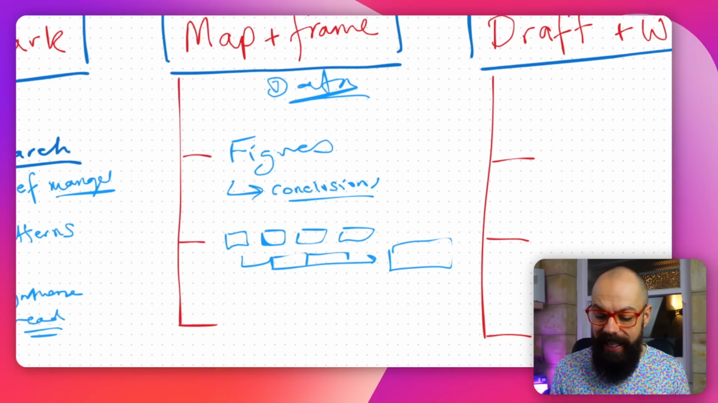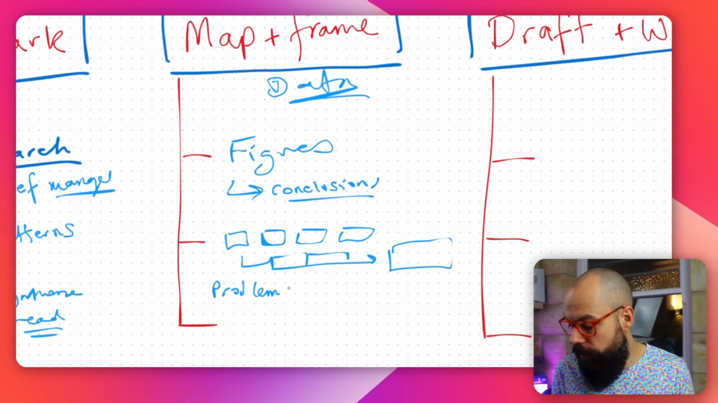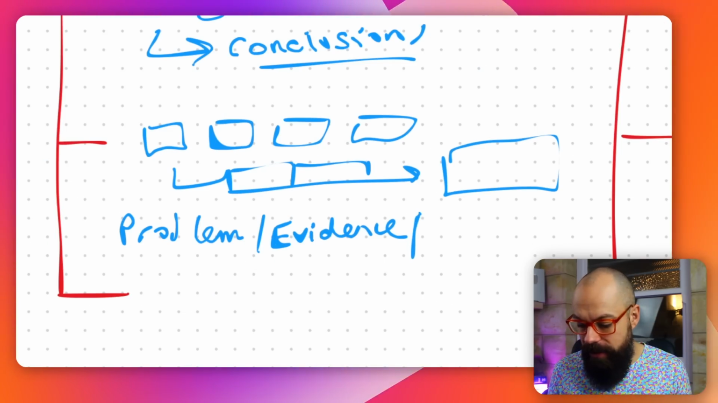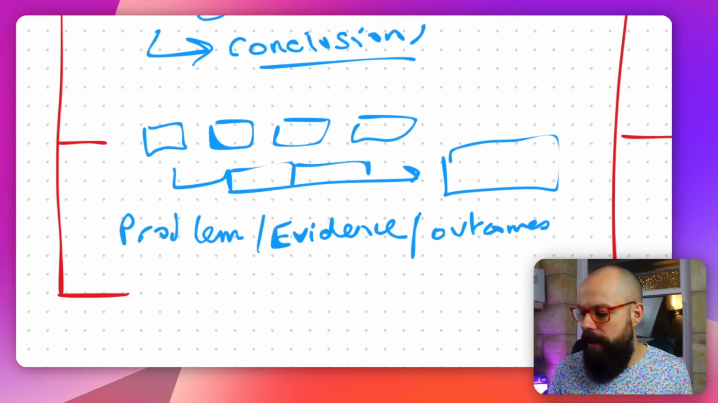Now, a story has multiple things, but ultimately you need to say what problem you're solving, the evidence that you've provided, and then you need to be able to talk about the outcome. What is the important thing for other people? And if you can do that for each individual conclusion, story, figures you've mashed together, you're well on your way to publishing that data.